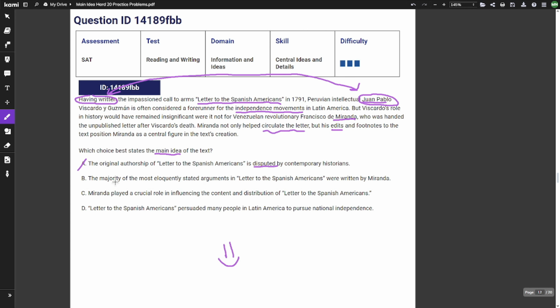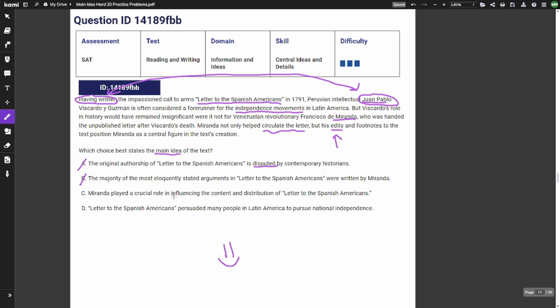B. The majority of the most eloquently stated arguments were written by Miranda. That one's also gonna be a no. I mean, we already know that Juan Pablo was the guy that wrote it, and it only says that Miranda helped edit it. It never said that he wrote the majority of it. Plus, the text never goes and says who wrote the best stuff. So it's not gonna be B. C.